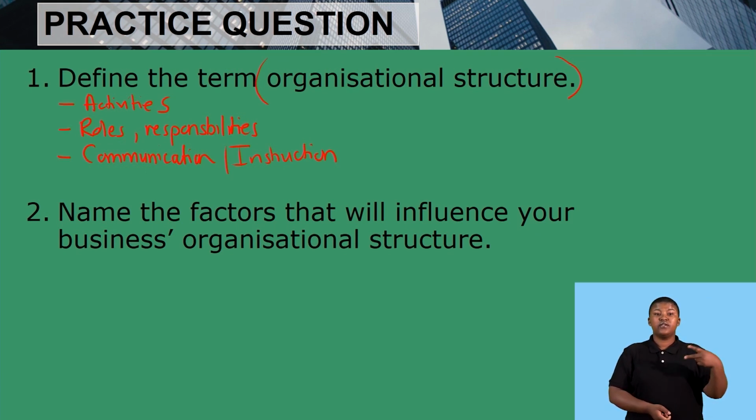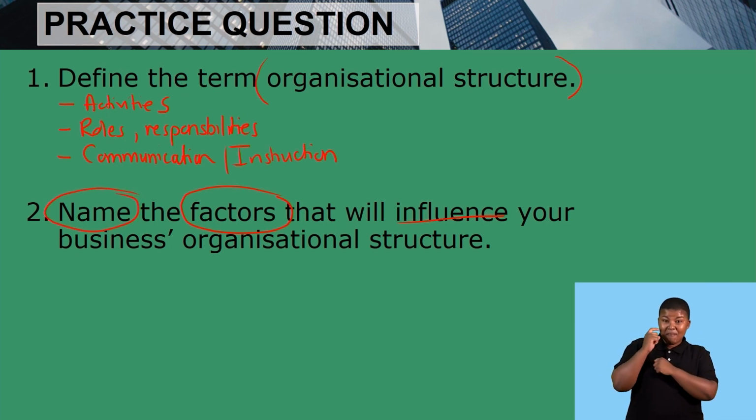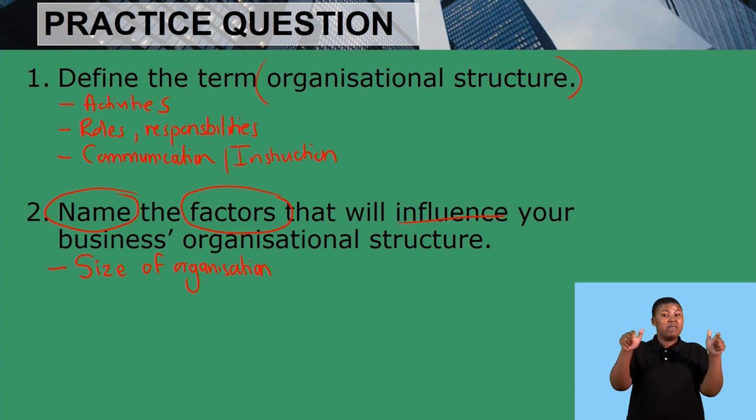The second question then asks, name the factors that will influence. Now, when they say name, there's no need to elaborate. You can only shortly give your answer. So in this instance, the first factor will be, of course, the size of the organization. Remember we said if we've got a big organization, we will have a more elaborate or extended organizational structure. Where we have a small one, it will be a more simple structure.